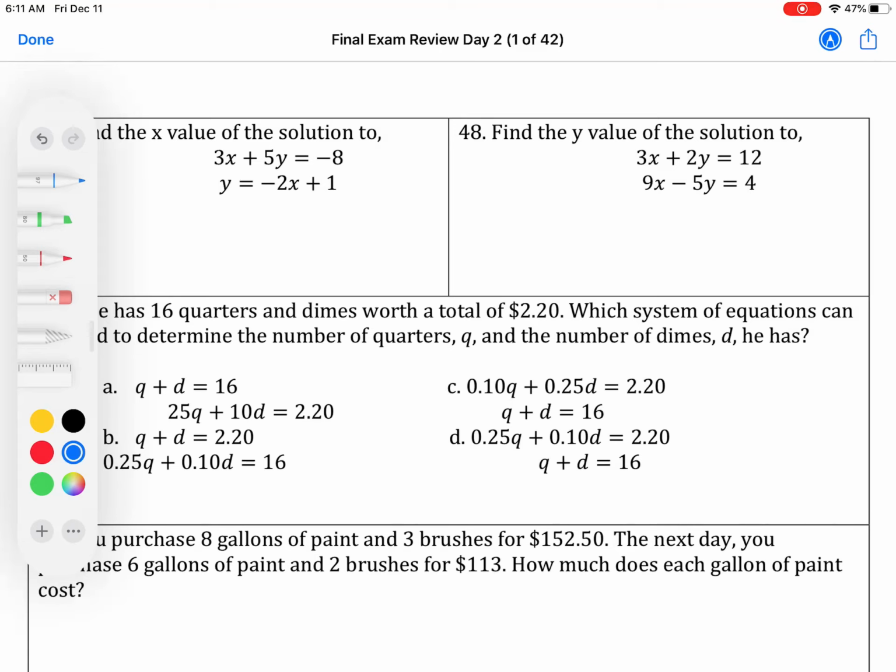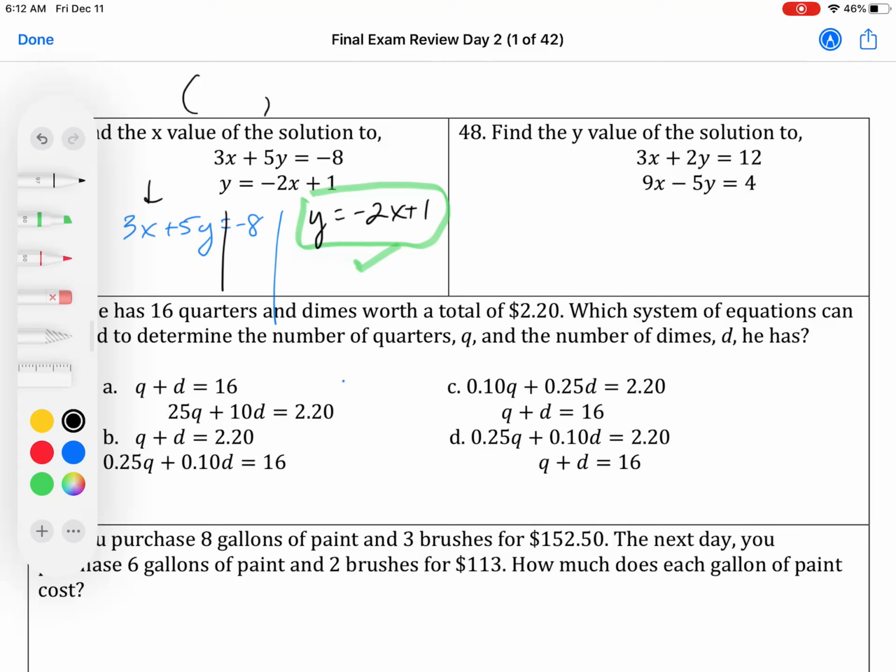Last piece. Again. In this one, the first equation, 3x plus 5y equals -8. We need to solve that for y. The second equation, y equals -2x plus 1, that y is already by itself, so this one is fine. That one's ready for Desmos, but this one is not. So solve for y, plug it in, and tell me where they cross. When you get the final answer, it says what is the x value. So this number will be your final answer.